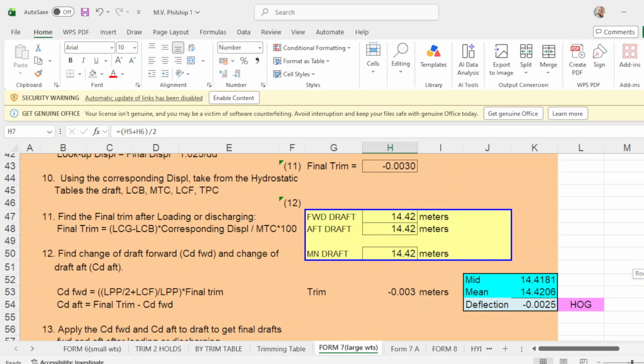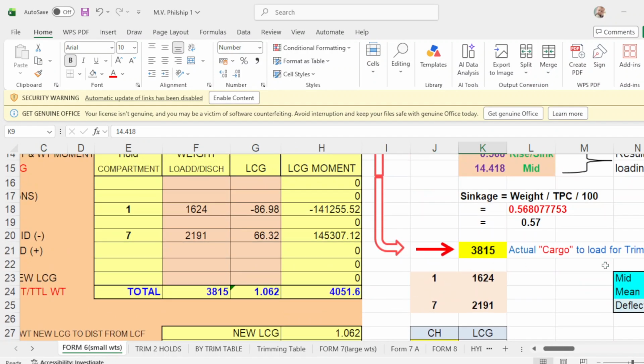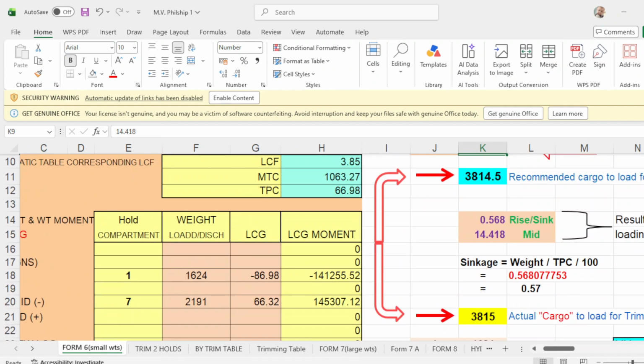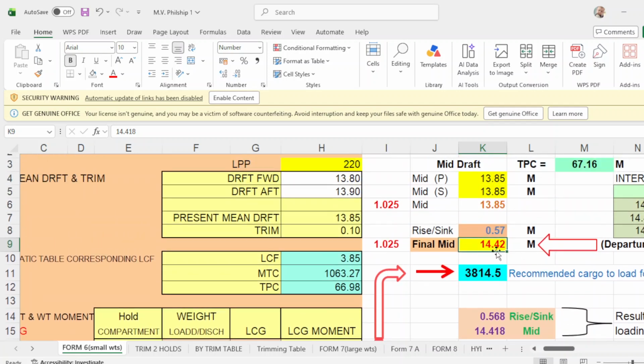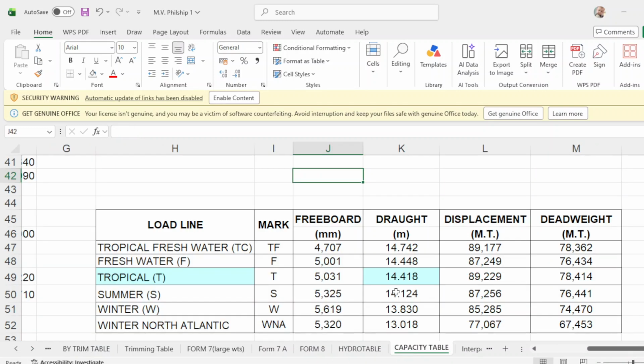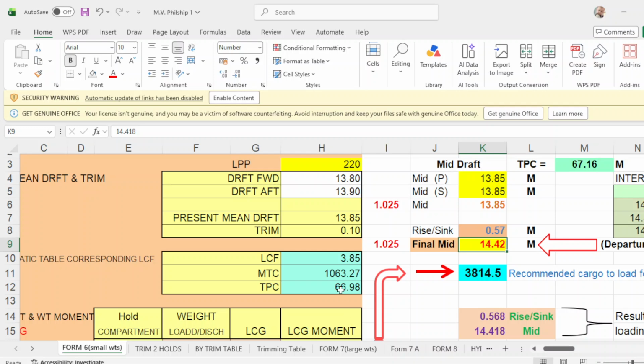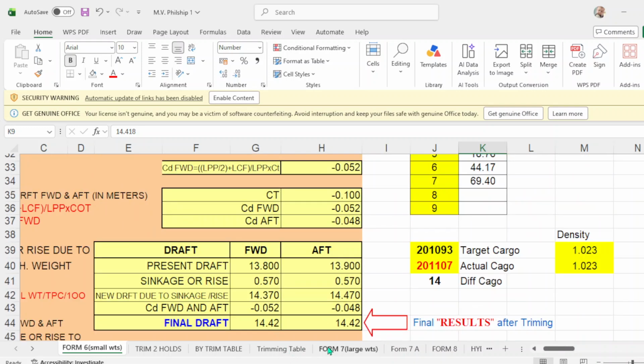Okay. So the remaining cargo to load is 3815. If you load 3815, then you will get a target of 14.42, which is 14.418, your tropical draft, departure draft of 14.418. It is already programmed by Excel, that's why it rounds up to 14.42. Okay, so that's it, guys.